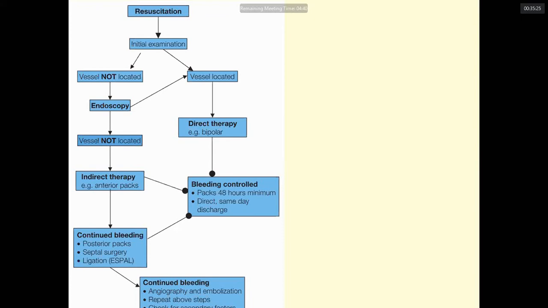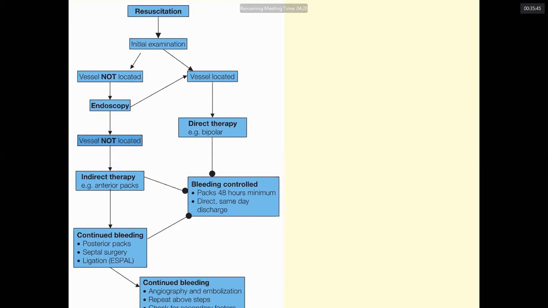So it saves a lot of time. And when you are operating, you need to use bipolar for more than 100 times, right? So it is going to save a lot of time. Right? If the endoscope cannot find the vessel, we could not find the vessel. So in such cases, we do the indirect therapy.